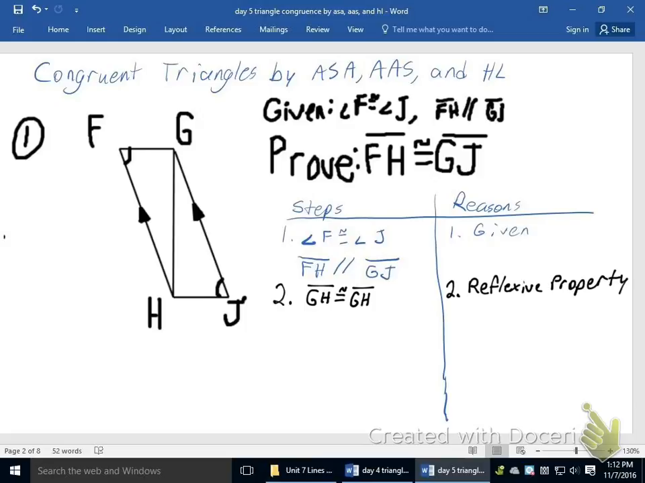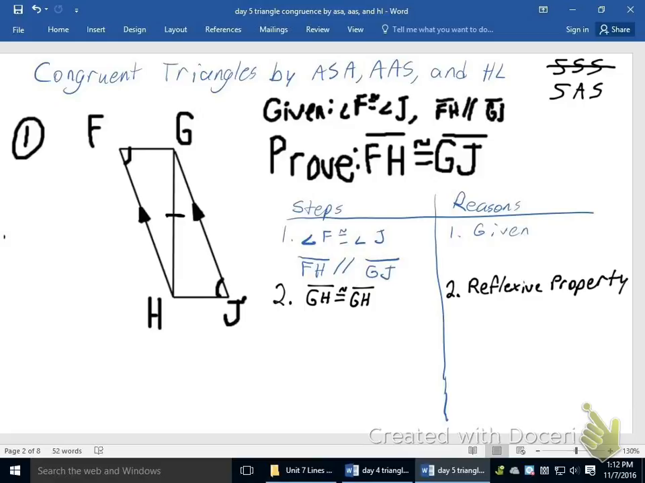Now that I've shown that, I'm going to put a little tick mark to show that I showed it congruent. Now, if I'm looking at my list of ways to show that triangles are congruent, side, side, side, side, angle, side, I'm already thinking that this first one is not going to be it because I've already got a pair of angles congruent that was in the given. So it's probably not going to be side, side, side.